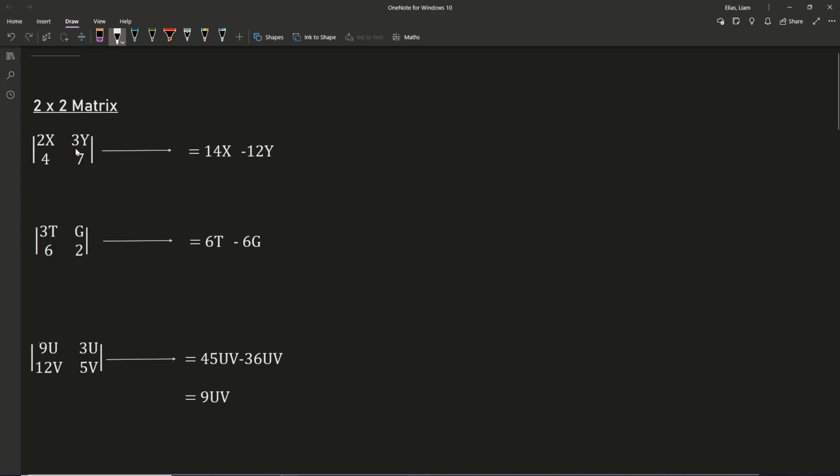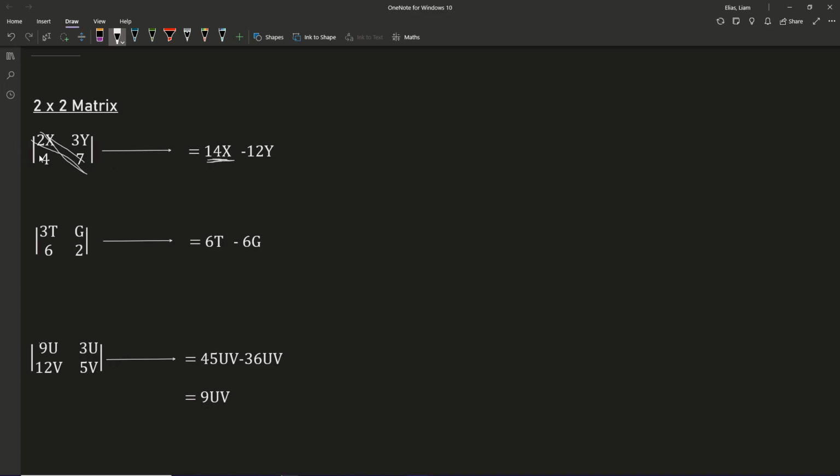When you're dealing with a 2 by 2 matrix like this, you'll have 4 terms, and what we're going to do is multiply the terms in a crisscross pattern. We're going to start by going from top left to bottom right. So we'll multiply these two terms. We have 2x times 7, and that gives us 14x, which is the first part of the determinant.